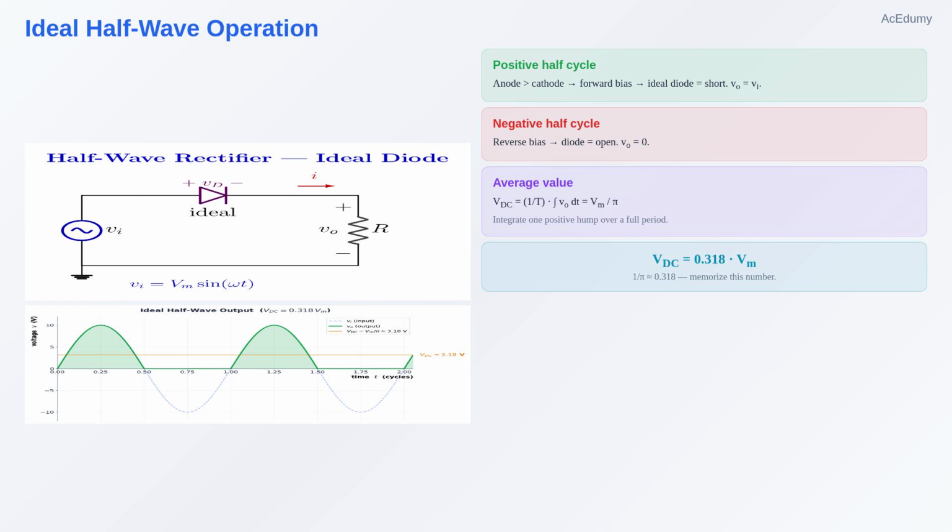So the output is the input, but with all the negative humps chopped off. Just positive bumps with flat zeros in between. This is half-wave rectified. Now, what is the average value of this signal? If you integrate one positive hump over a full period and divide by the period, you get 1 over pi times Vm. And 1 over pi is approximately 0.318. So V_DC equals 0.318 times Vm. That is the DC component the load resistor sees on average. Memorize this number. It comes up everywhere in rectifier design.